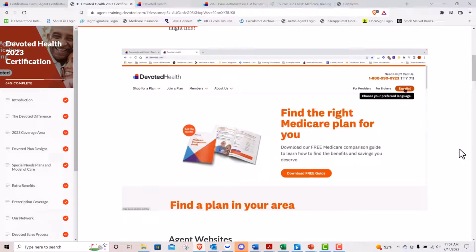Again, home will always take you home, and you can always translate the preferred language here if you want to change it to Spanish or back to English. And that's just a little bit about how to use our website.